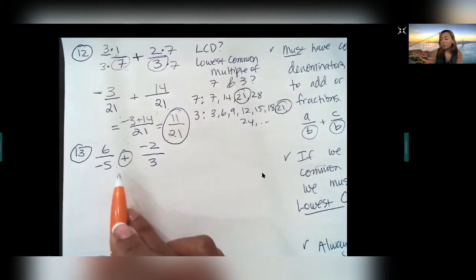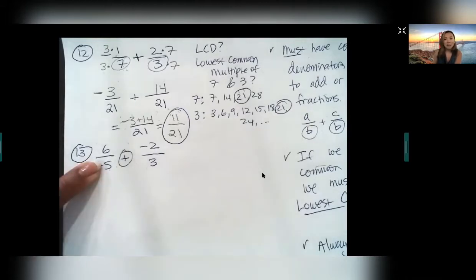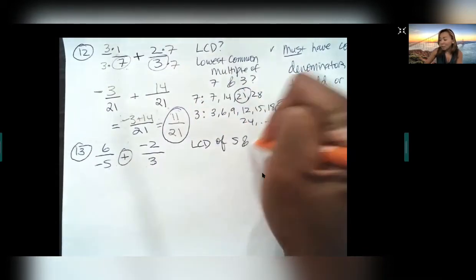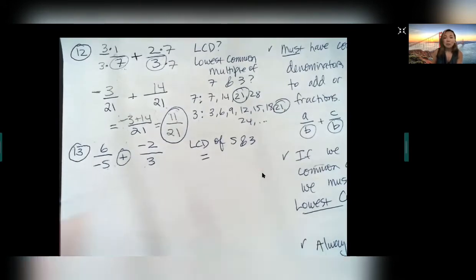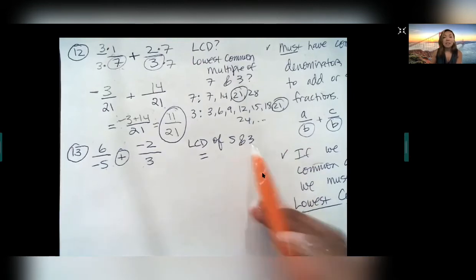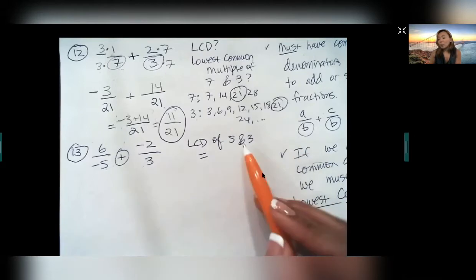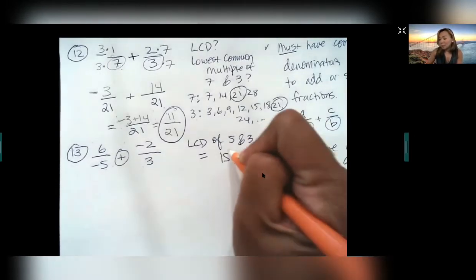So first of all, I'm going to look for the lowest common denominator of 5 and 3. Ignore the negative sign, pretend it was on top. So the lowest common denominator of 5 and 3, what is that? Well, I think of the multiples of 5: 5, 10, 15, 20, 25. The multiples of 3: 3, 6, 9, 12, 15, 18, etc. What did they both have in common that was lowest? They both have in common the number 15.